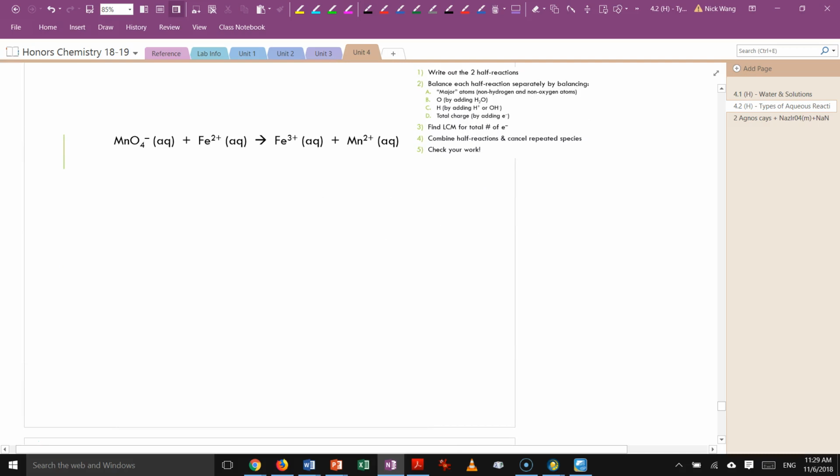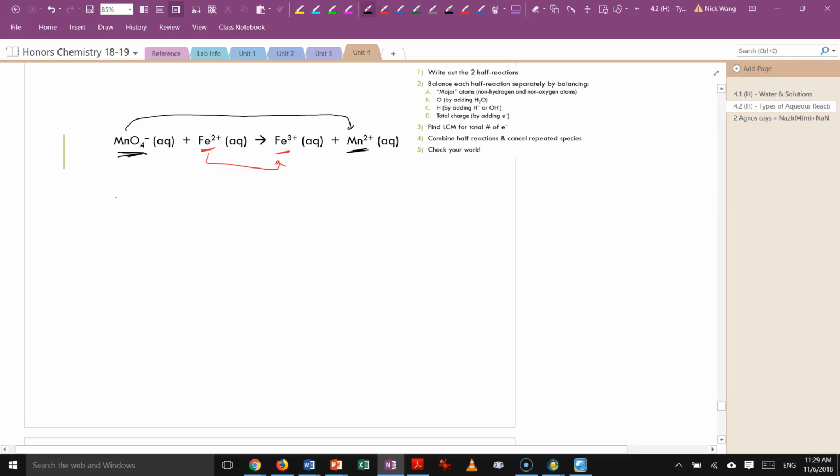Let's identify again what our two half reactions are. That's our first step. Let's see that this is MnO4 minus, and that's Fe. I think it's probably going to be these two substances that are somehow related to each other, so let's put those in a half reaction. And then over here, the Fe2 plus and Fe3 plus are kind of the same substance, so again, we'll try to make those a half reaction. All right, let's write those out.